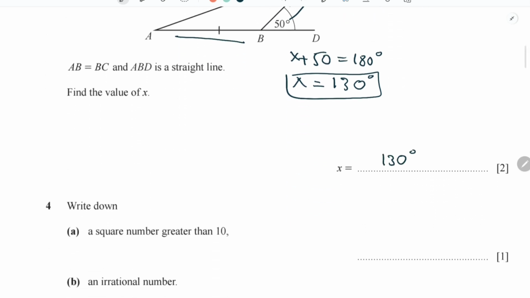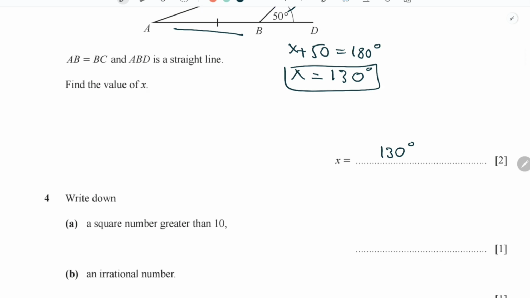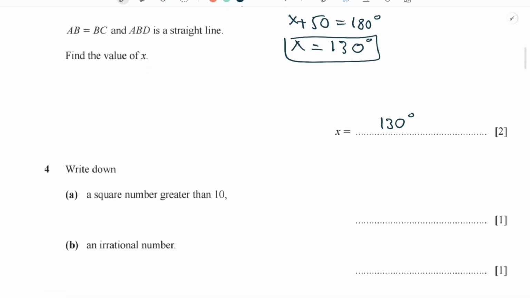Now we have question number 4. In question number 4, write down a square number greater than 10. Okay, so if we square 2, we get 4. If we square 3, we get 9. That means if we square 4, we get 16, right? So the answer is 16.